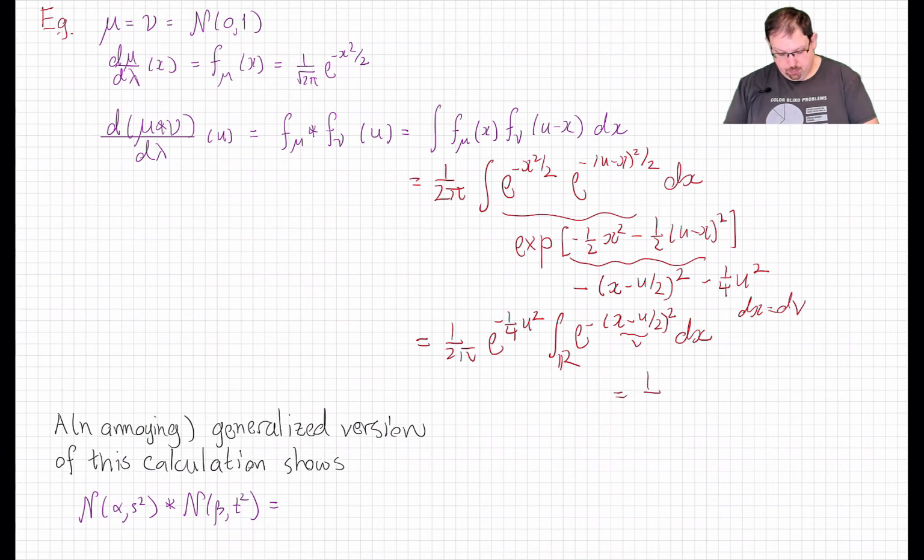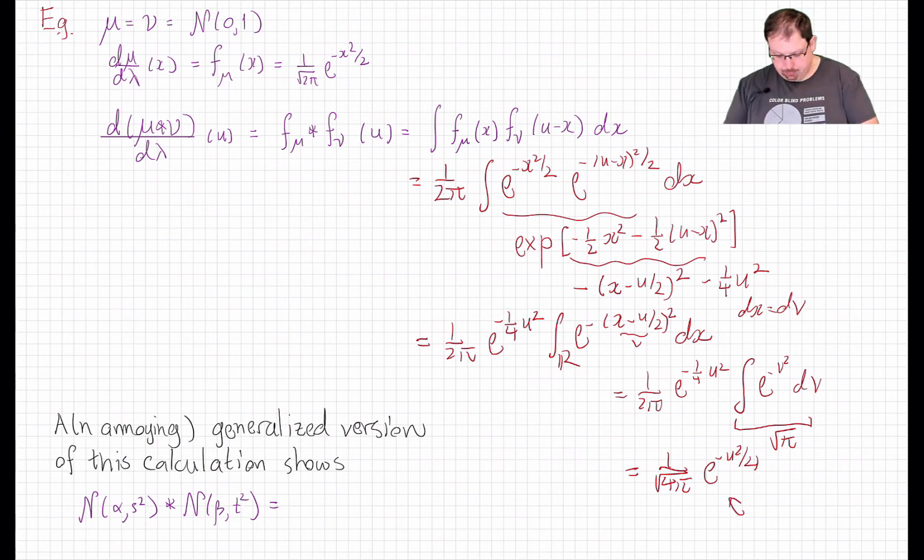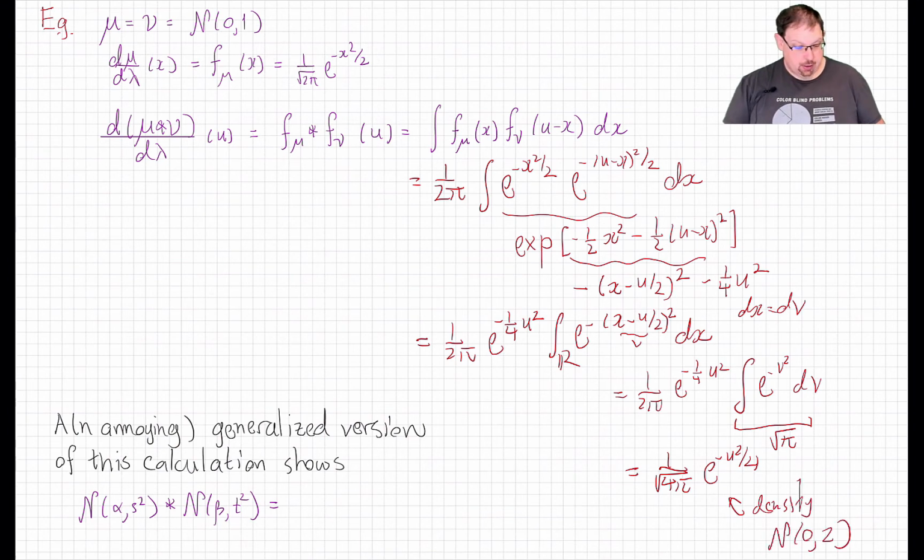And this becomes 1 over 2 pi, e to the minus 1/4 u squared, the integral of e to the minus v squared dv. Now that's something that we did, albeit with a factor of 2 in there, and so we can use the same polar coordinate argument to compute that this is the square root of pi. And so at the end of the day, we get the following density. This is 1 over square root of 4 pi, e to the minus u squared over 4, which is the density of a normal random variable of variance 2.